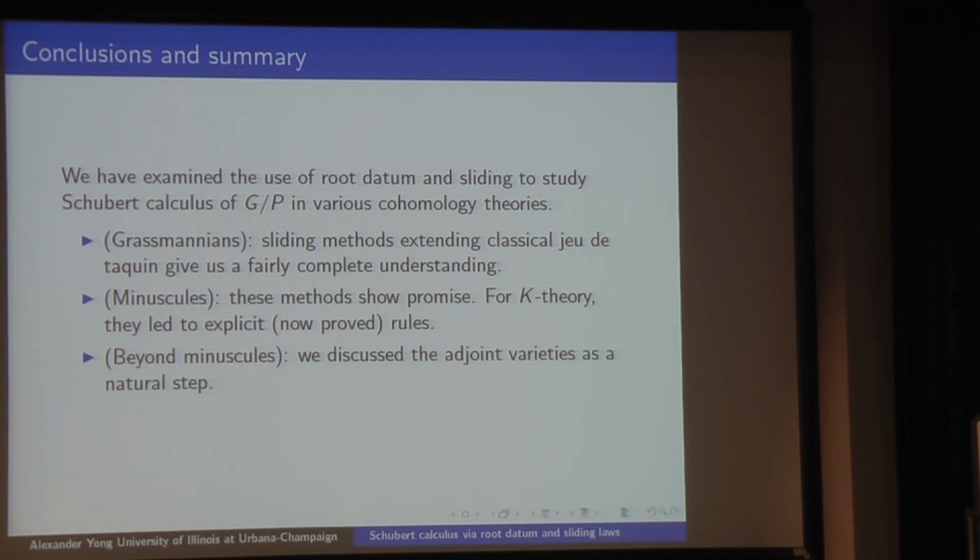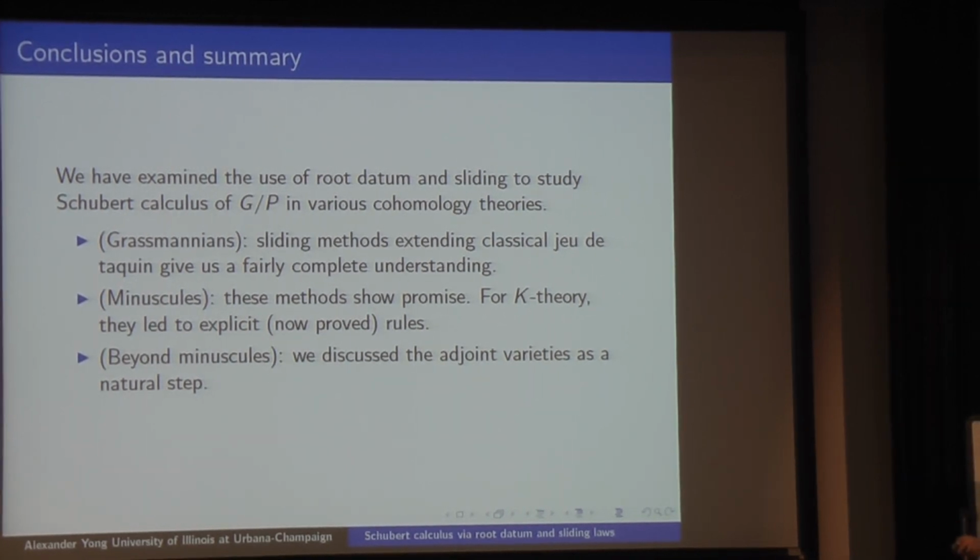Conclusions and summary. So the purpose of this talk was to discuss the idea of combining growth diagrams as well as sliding in order to investigate Schubert calculus in various homology theories. For the Grassmannian case, these sliding methods that extend classical jeu de taquin, due to Buch, give us a fairly complete understanding up to a conjecture in K-theory. And the conjectures and the theorems respect the inherent properties of the homology theories in a natural way. And the new rules that are invented are intended to be not mysterious.